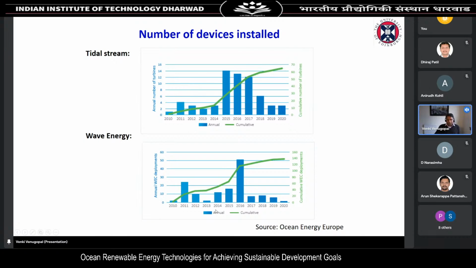And similarly, wave energy. More than 50 devices were deployed in 2016. And you can see the cumulative wave energy development by the green curve as well. So it's a very high number.